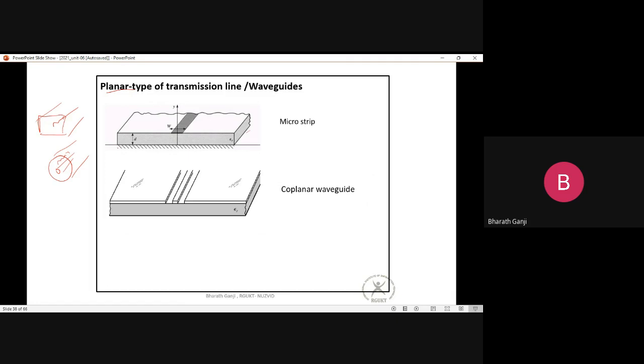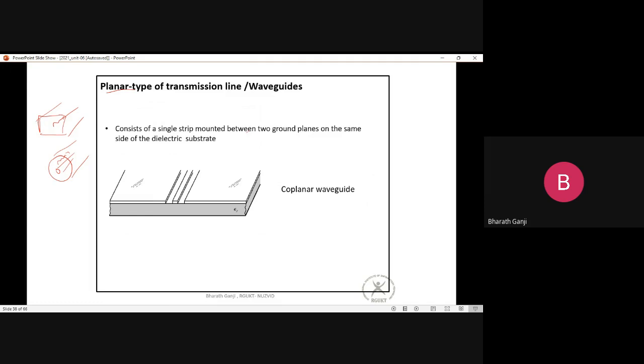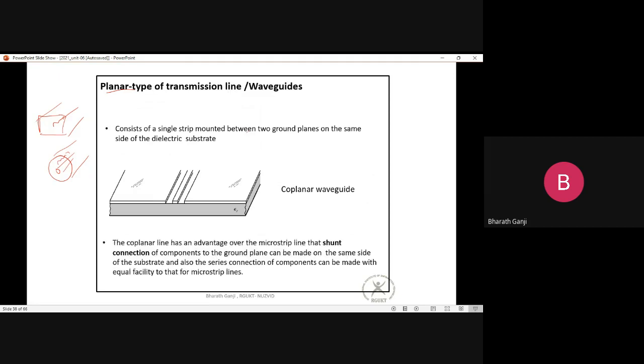So coplanar waveguides usually consist of a single metal strip mounted between two ground planes on the same side of the dielectric substrate. So here shunt elements are very easy to connect. You can simply connect them along with shunt elements. So coplanar lines are used, okay, they are also used right now at higher frequencies, millimeter frequencies and all. Okay, but we're not going to deal with them.